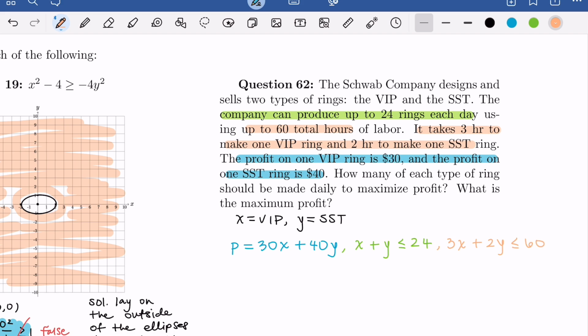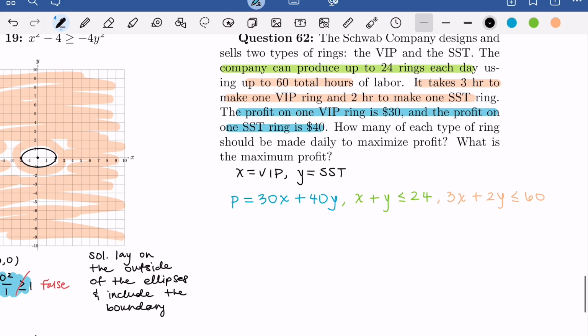Now, something else that we have to keep in mind when we are dealing with these applied problems is the context. Since we are talking about the quantity of rings here, our rings can't be negative. We can't make a negative amount of rings. So our x and y's can't be negative. So this is going to be another constraint, or another inequality, that we have.